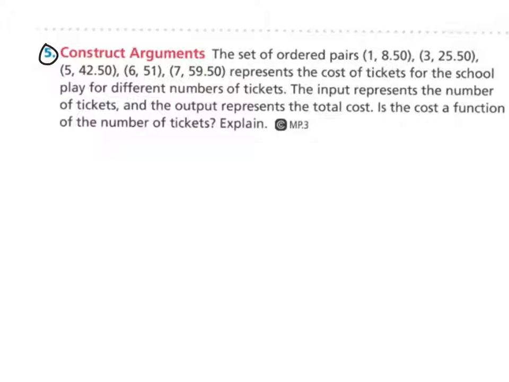Number 5, set of ordered pairs: 1, 8.50; 3, 30.5; 5, 50.5; 42, 50.6; 51.7; 59.50. Represents the cost of tickets for the school play for different numbers of tickets. The input represents the number of tickets, and the output represents the total cost. Is the cost a function of a number of tickets? And explain. So inputs are X, outputs are Y.